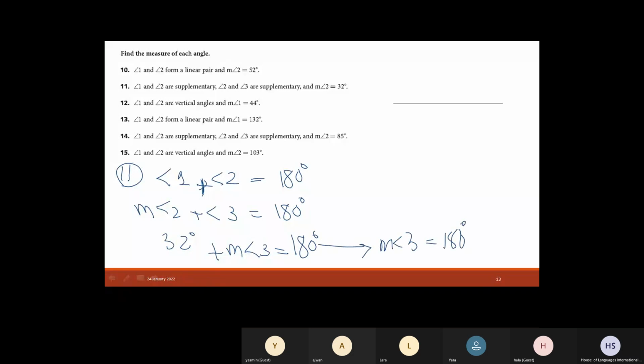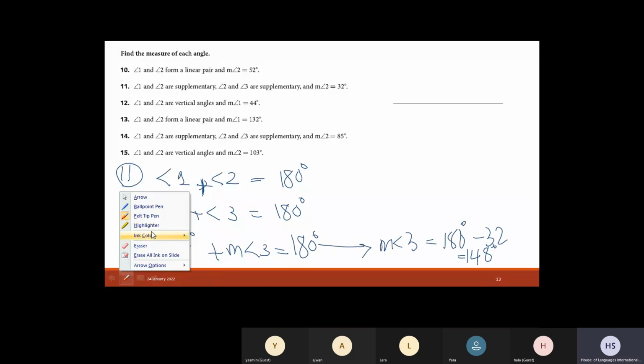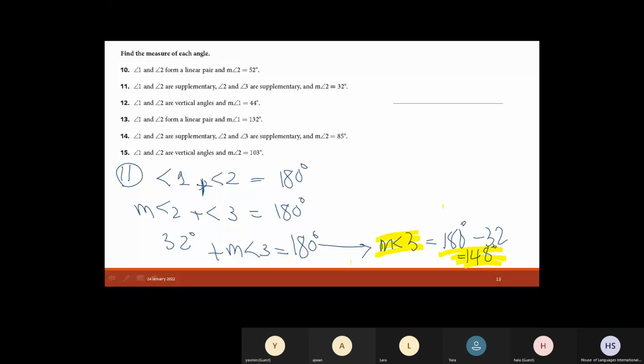Bravo. It will be 148. So what is the measure of angle 3? 148. Let's see, 8 plus 2, 10. 1 up. 4 plus 3, 7 plus 1 will be 8. So the measure of angle 3 is 148. Now, what is the measure of angle 1?